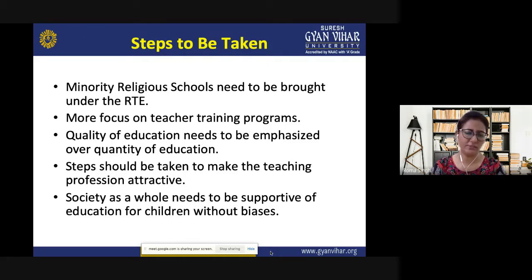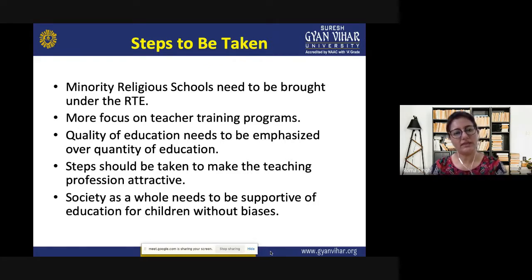Now, what kind of steps should be taken to improve the defects or the limitations of the Right to Education? And these are: minority religious schools need to be brought under the RTE. More focus should be given to the improvement and the quality of the teacher training programs and the teacher training institutions. Quality of education needs to be emphasized over the quantity of education. So not only do we need to enroll as many students as possible for increasing the figures and quantity, but we also need to improve the quality of our education.